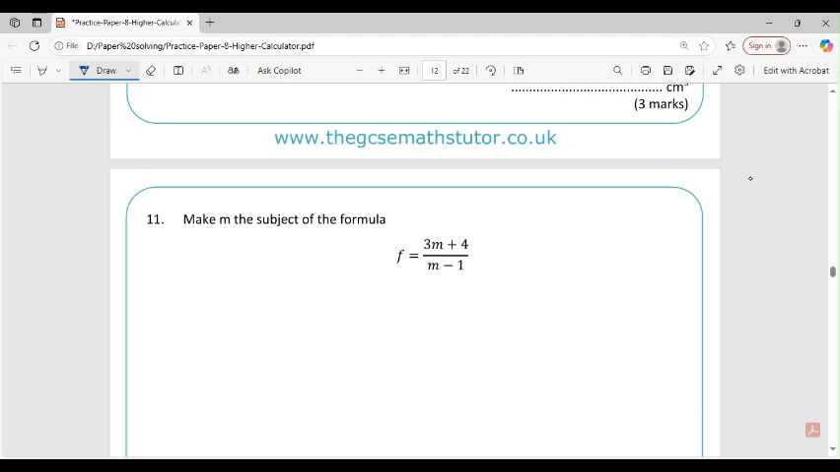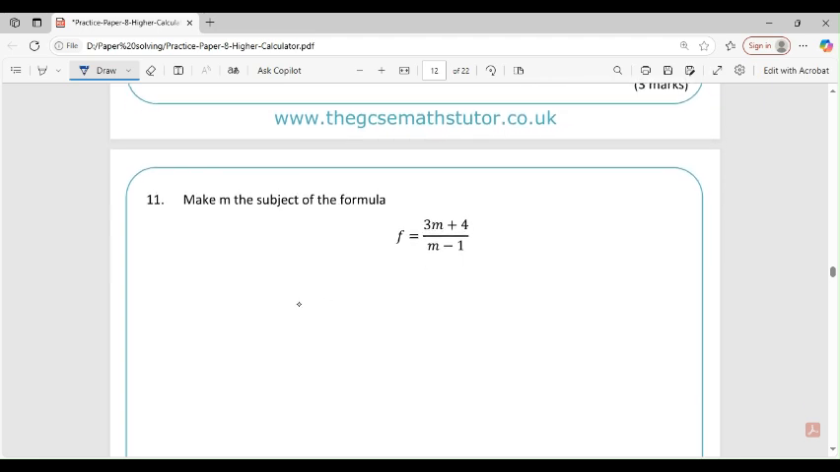Now, making the subject of the formula, in here we need to take m minus 1 to the other side. So m minus 1 is going to be multiplied by f, and this is 3m plus 4, and we need to make m the subject. That means fm minus f equals 3m plus 4. I am going to take fm minus 3m and 4 plus f.